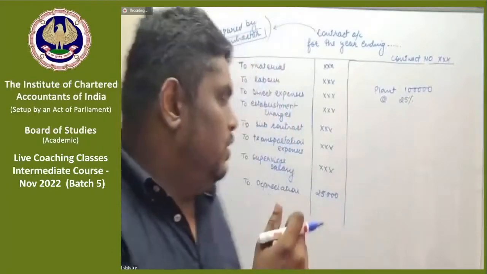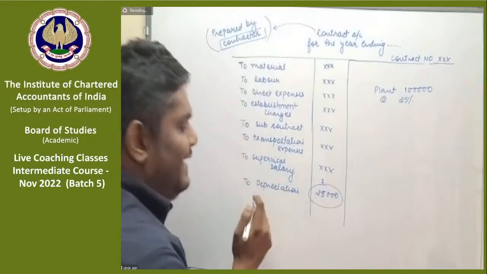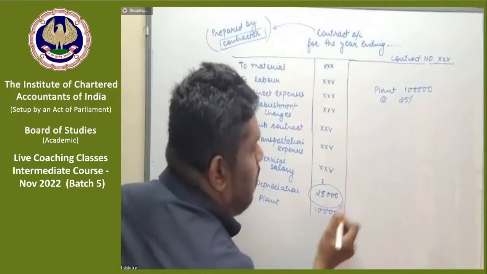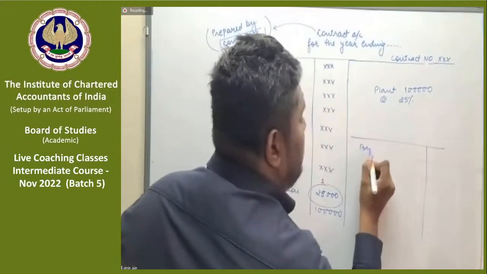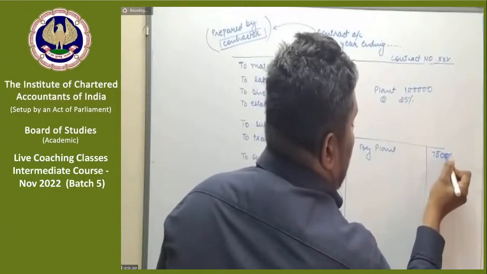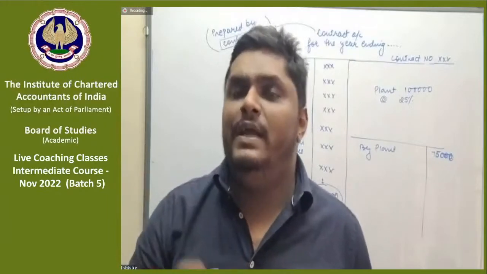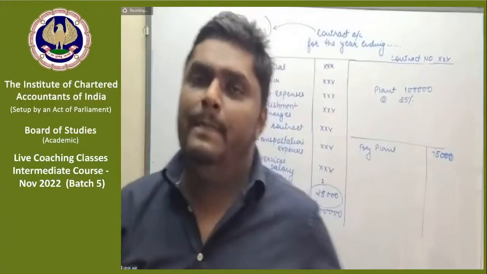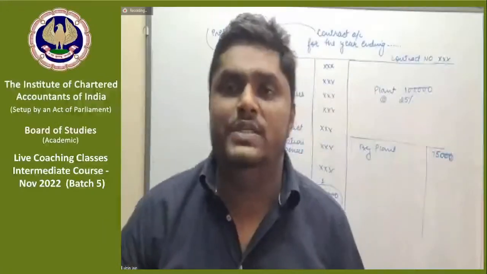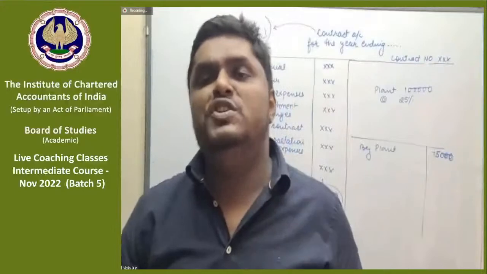Alternatively, this is the first alternate, you can write to plant 1 lakh and by plant 75,000. Both the approaches are correct. I repeat again, when talking about the recording of the depreciation of plant and machinery, you can write to plant the opening value and by plant or machinery the closing value. Or alternatively, you can simply write to depreciation the net depreciation amount.